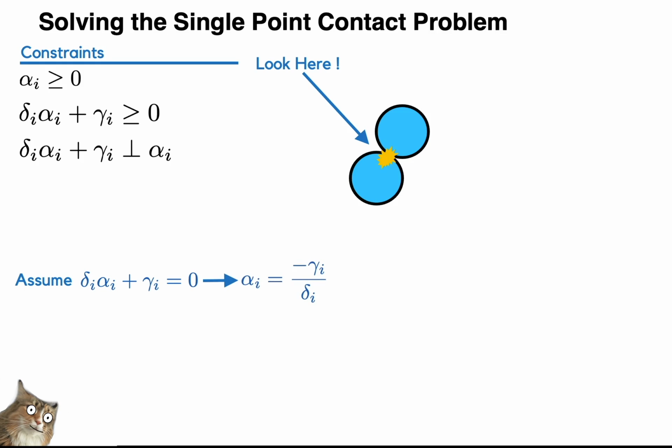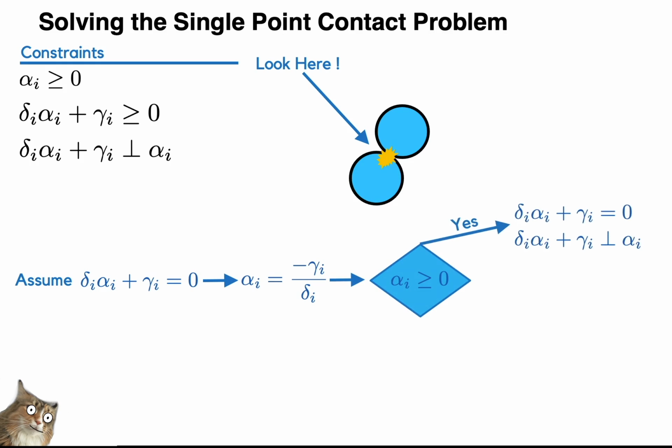But there's a problem. This alpha might be negative, which is not allowed. And that means we need to check if our constraint on alpha is satisfied. If it is, then this alpha is a solution to our contact problem, and we're done. If it isn't, we can correct our alpha by setting it equal to 0. Now, because alpha is 0, delta sub I times alpha sub I plus gamma sub I can be anything, and so complementarity is satisfied.